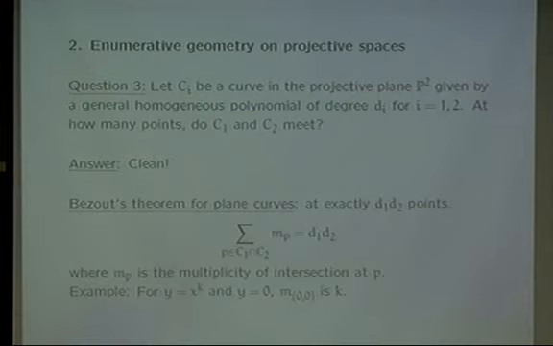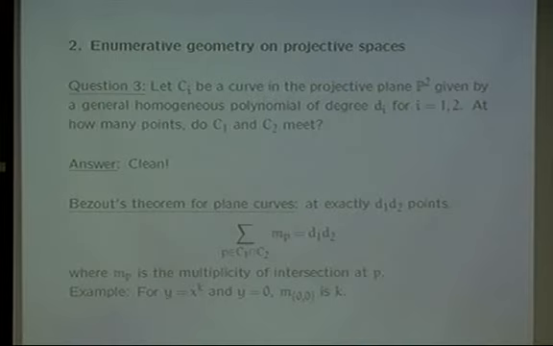The answer is very clean. This is called Bezout's theorem for plane curves. The answer is exactly d1 times d2. It doesn't depend on the choices. It's true for every pair of curves. You don't have to divide into any special cases. Exactly d1 times d2 for any possible case. The precise formulation of the theorem is this: the sum of all possible multiplicities at intersection points is exactly d1 d2. So as I said, we have to count with multiplicity.